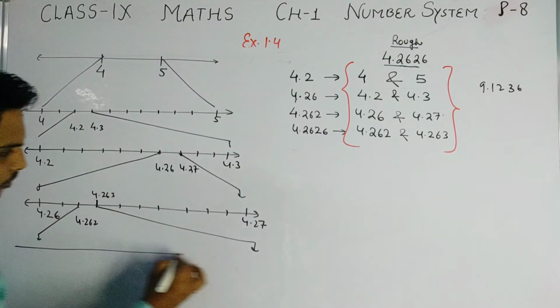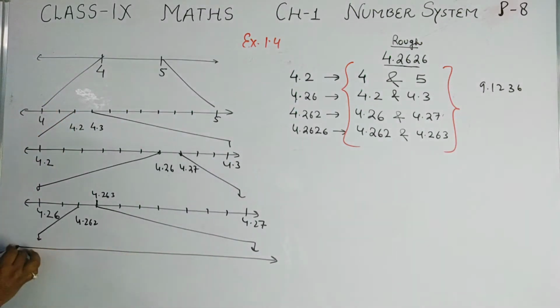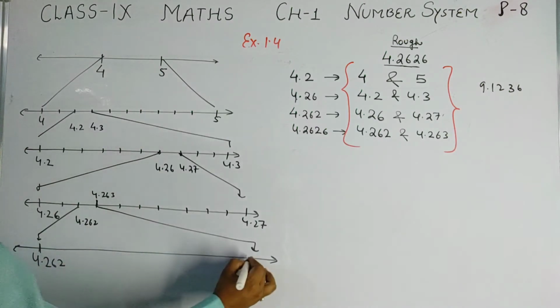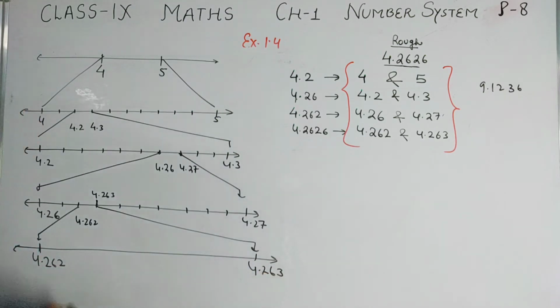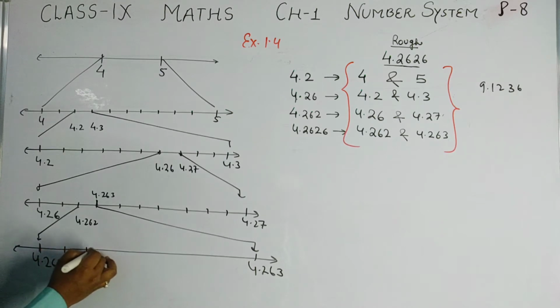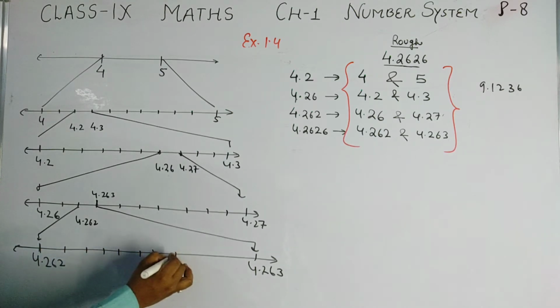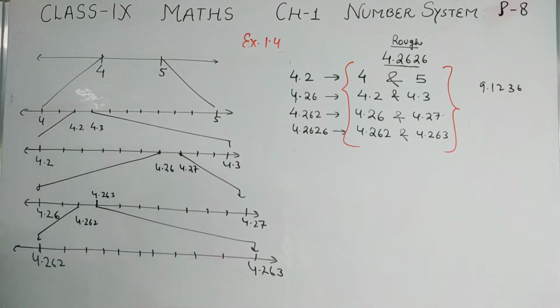Okay, we'll again make a number line which starts from 4.262 and the end point is 4.263. Okay, so we have to divide it into 10 equal parts. So 1, 2, 3, 4, 5, 6, 7, 8, 9, 10. Okay, so what number is required here? The number which is required here is 4.2626.